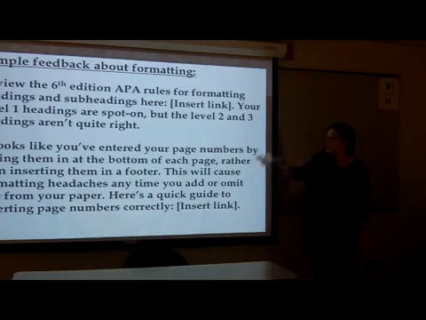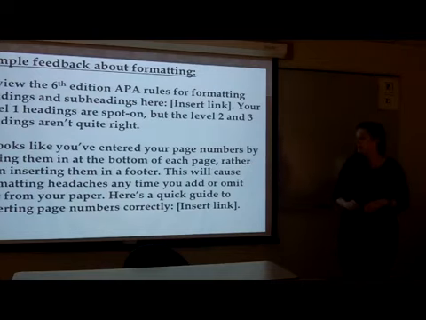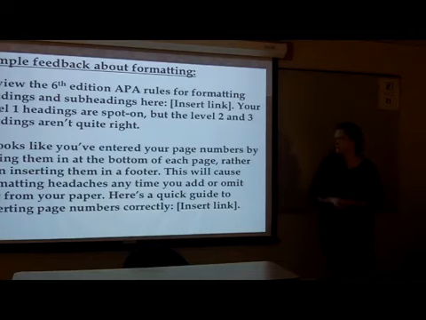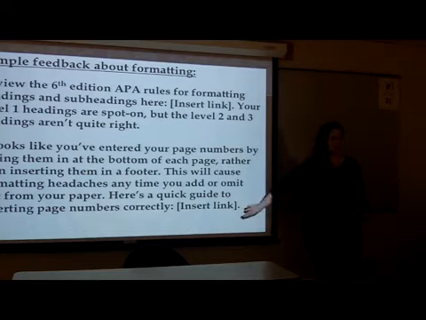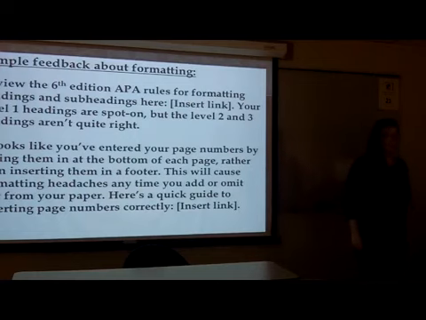Okay? It looks like you've entered your page numbers by typing them in at the bottom of each page rather than inserting them in a footer. Right? Why do people do that? This will cause formatting headaches anytime you add or omit text from your paper. Here's a quick guide to inserting page numbers correctly. Insert link. Bada bing, bada boom. They've got the tools to fix it. There we go.